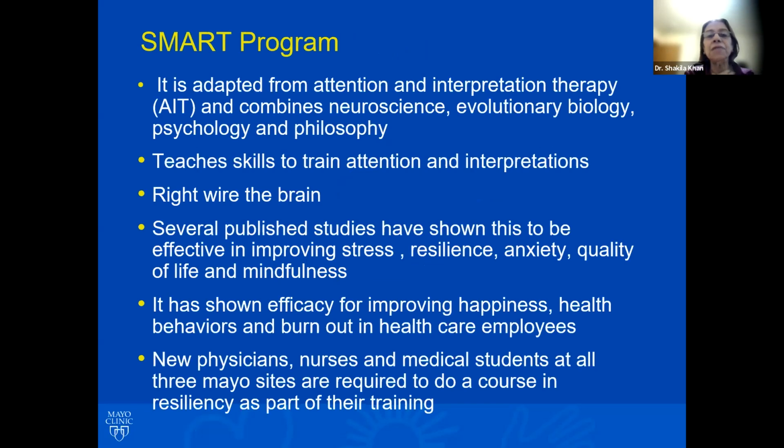And it is adapted from attention and interpretation therapy, which is called AIT, and combines neuroscience, evolutionary biology, psychology, and philosophy. It teaches skills to train attention and interpretation. And he says that our brains are wired in a way for stress, and from the caveman time, survival and those things.